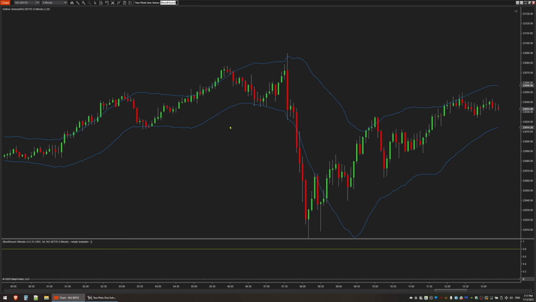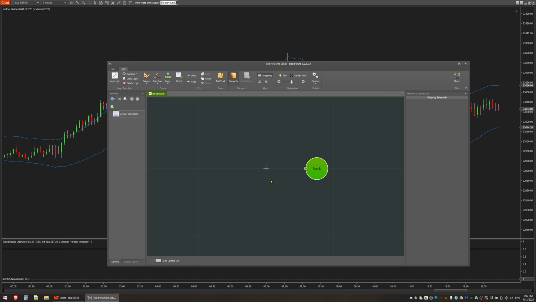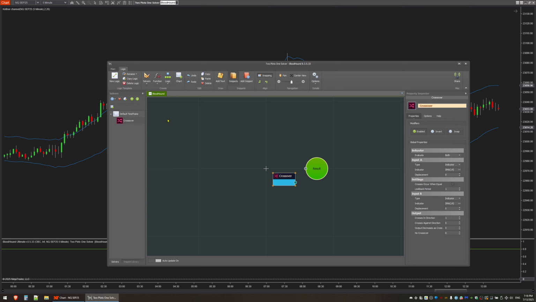So when we bring up Bloodhound, a lot of newcomers, their first instinct to accomplish this is let's detect the top one with one solver, and let's detect the bottom one with a different solver. But actually we can do it with one. So let's play that out. So the idea that I mentioned is the crossover, when price crosses above the top line or bottom line. So crossover is the natural instinct. There's a couple solvers we can use for this, and we'll go over both.